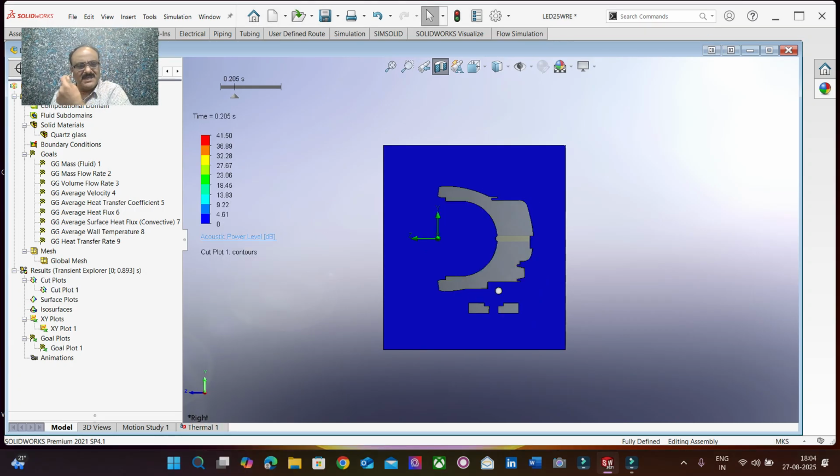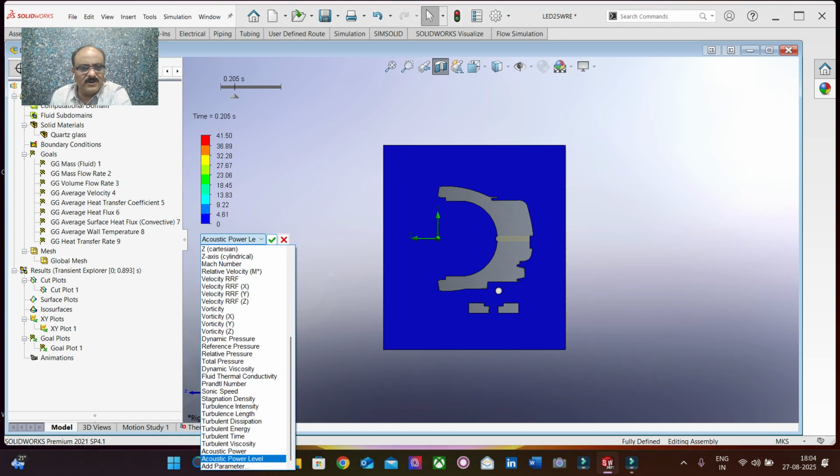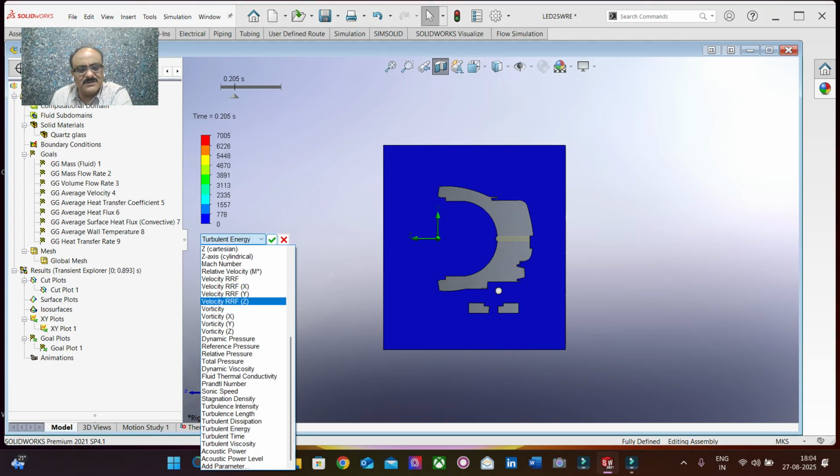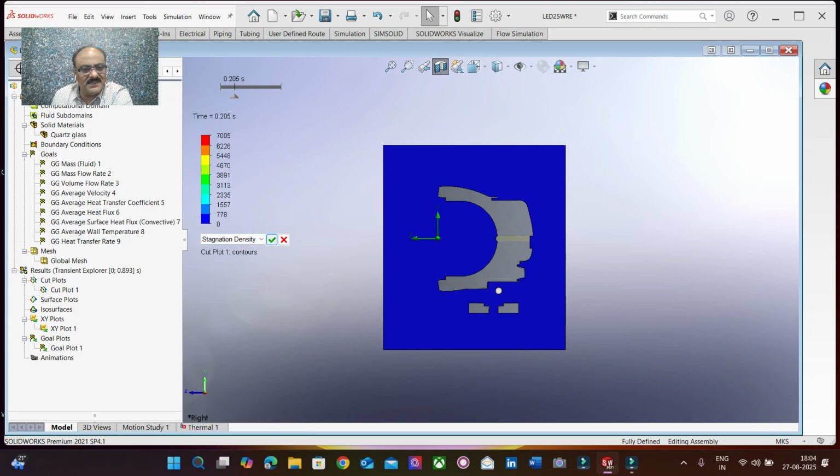There's going to be a very minimal, very small noise. It's not even going to be about 50 hertz, or say about 100 hertz. It's not even going to be the low frequency noise. Okay, so now let's see what is going to be the turbulent energy. The turbulent energy is going to be this much. And now, is there any stagnation density?